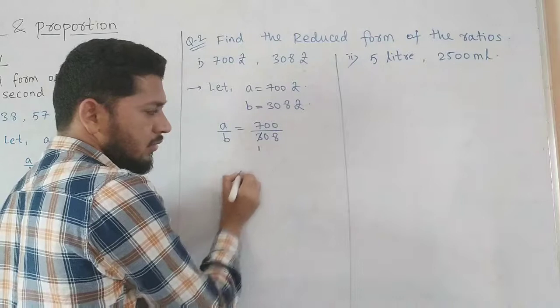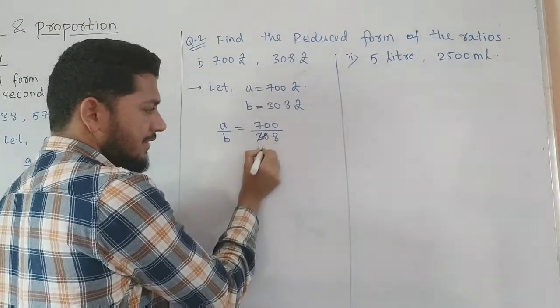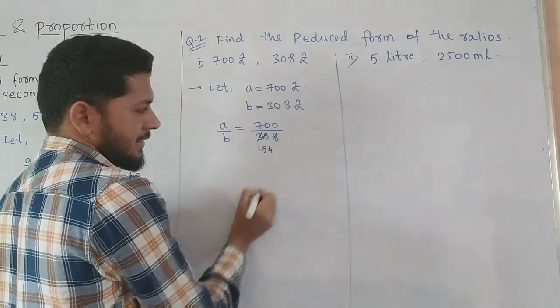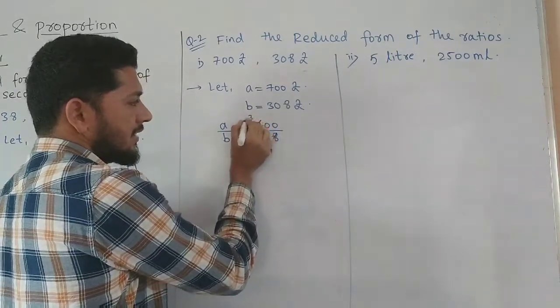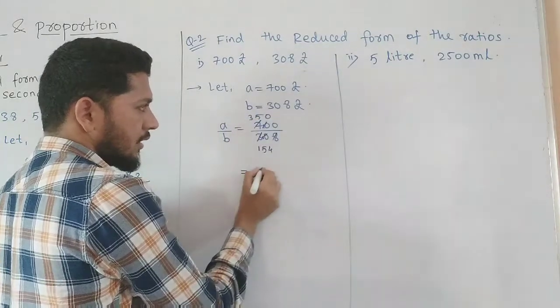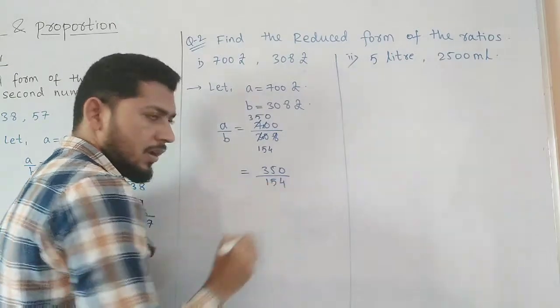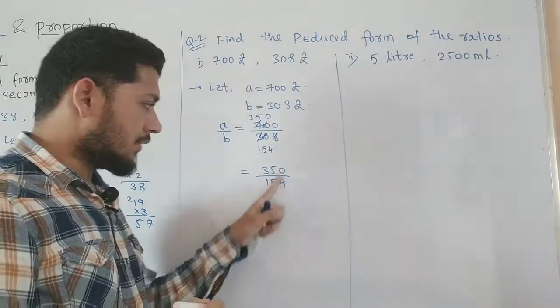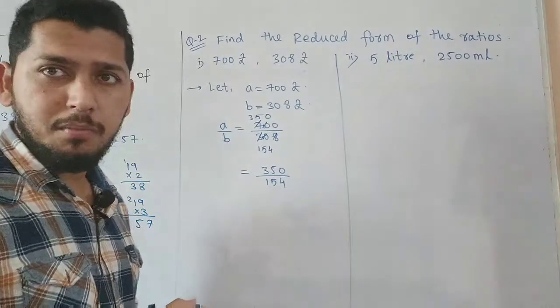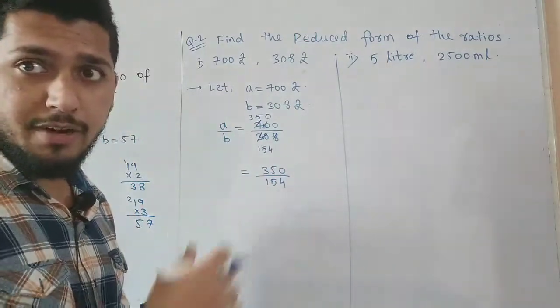2 ones are 2, here it is 3. So 1 carried here, it becomes 10. 2 5s are 10 and 2 4s are 8. And here 2 3s are 6, then 1 will be here, 2 5s are 10 and then 0 will be the same. So the answer will be 350 upon 154. Again we have the same even digits, 0 and 4. Both the numbers are even. 350 is an even number, 154 is an even number. So again we can divide by 2.